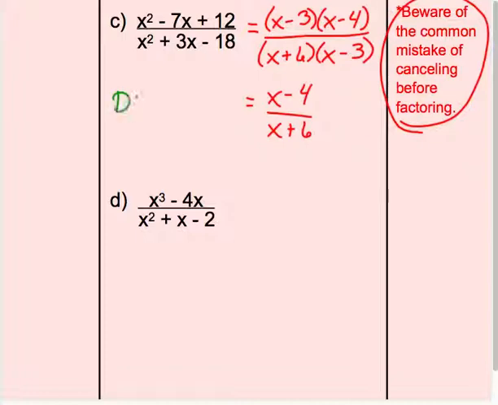Domain restrictions. Looking at the original factored form, x cannot equal negative 6. That would make this equal to 0, and x cannot equal 3. That would make that equal to 0.